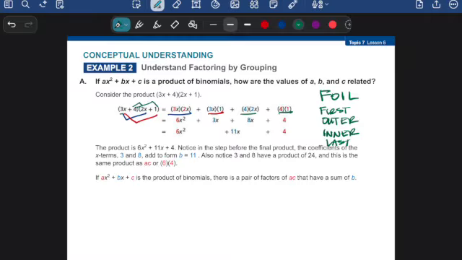So notice in the step before the final product, the coefficients of the x terms, 3 and 8, add to form 11. So what it's pointing out here is once we've regrouped and we've done the first, I multiply the coefficients and I get the leading coefficient. And then when I multiply the outer coefficients, I get the linear term. And then I multiply the inner coefficients, I'm still getting a linear term. If I combine those, I get the final middle term. And then multiplying the constants, obviously, is going to get you the constant at the end.